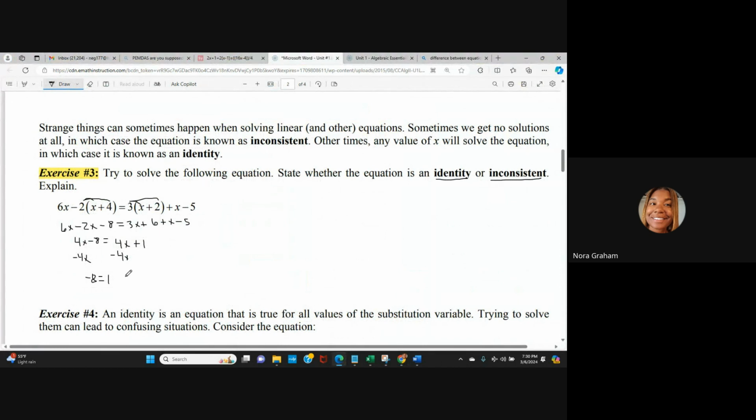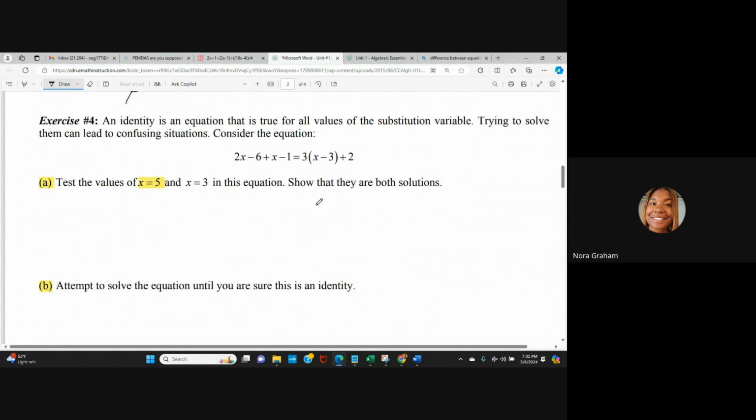Negative 8 equals 1. This is not a true statement. No. So this is going to be inconsistent. Okay. I got a false statement after I solved. So it's going to be an inconsistent equation. All right. Now let's go ahead and look at 4.